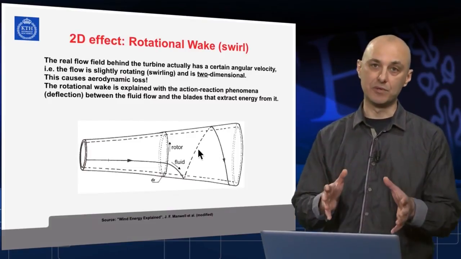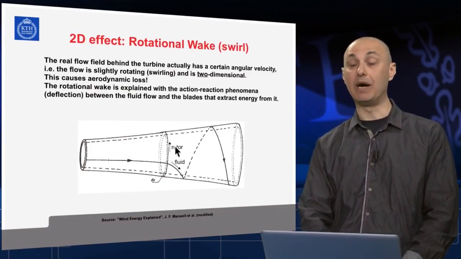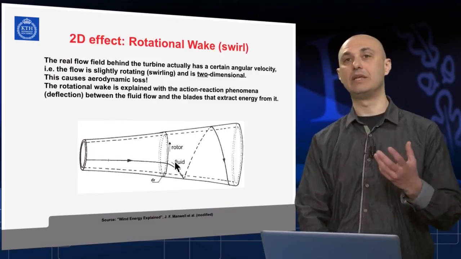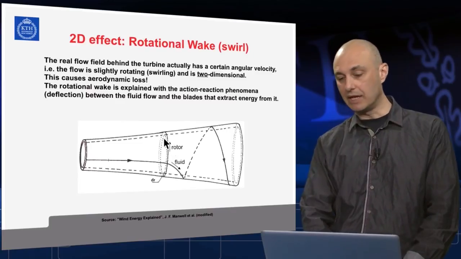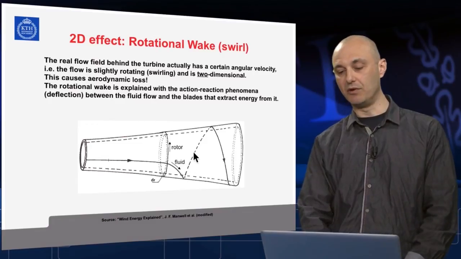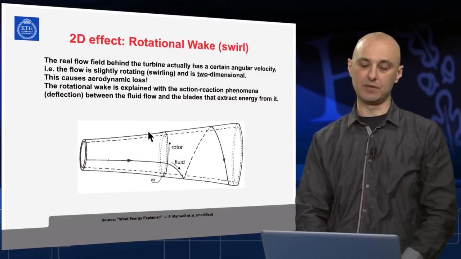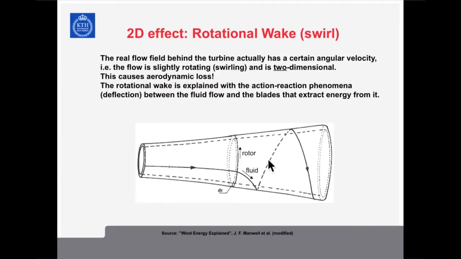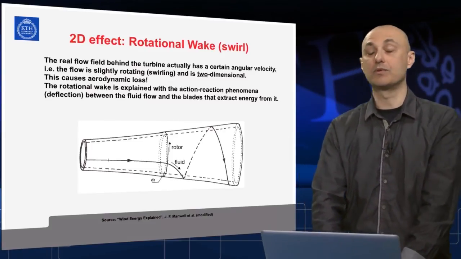Now, having an actual device composed of blades that would extract energy from the fluid by rotating themselves, the thing has to move, otherwise there is no work being done. But by moving, we actually deflect the fluid in the opposite direction. So the flow behind the turbine rotates in the direction opposite of the rotor rotation, slowly moving away from the turbine and rotating. This rotation is called simply a swirl or rotational wake.